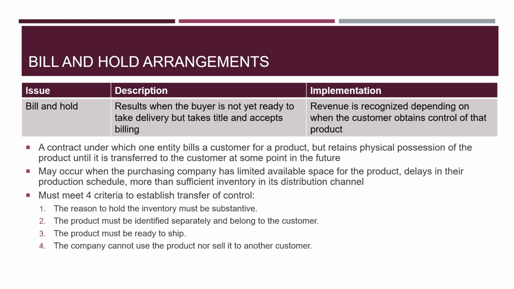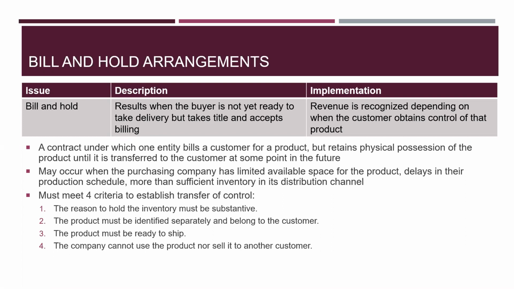Now, bill and hold agreements are very unique. In this case, the buyer is not yet ready to take the delivery, but they do take the title and they accept the billing that comes with it. So the buyer has the risk and rewards, and the seller does have the ability to recognize the revenue, but only if the four criteria that are mentioned on the screen are satisfied, the first being that the reason to hold the inventory is substantive.